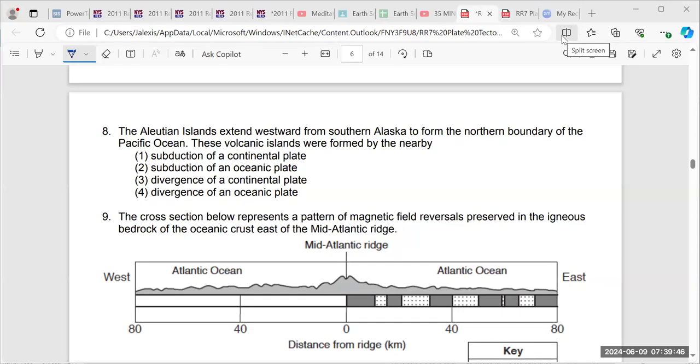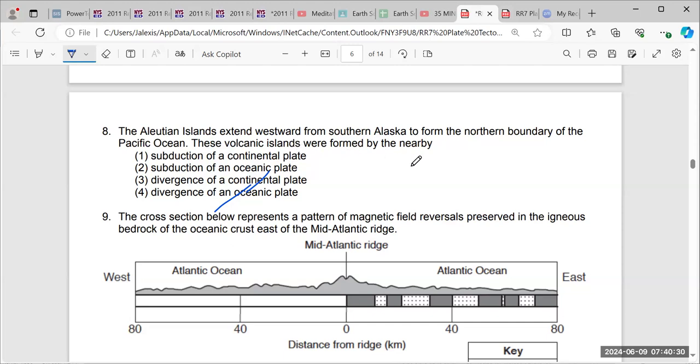Number 8, the Aleutian Islands extend westward from southern Alaska to form the northern boundary of the Pacific Ocean. These volcanic islands were formed by the nearby blank. All right. Well, we know volcanic islands actually come from a convergent plate boundary, right? Volcanic islands are formed from a convergent plate boundary. So we can definitely remove choice 3 and 4, all right? Now we need to know, is it the subduction of a continental plate or a subduction of an oceanic plate?